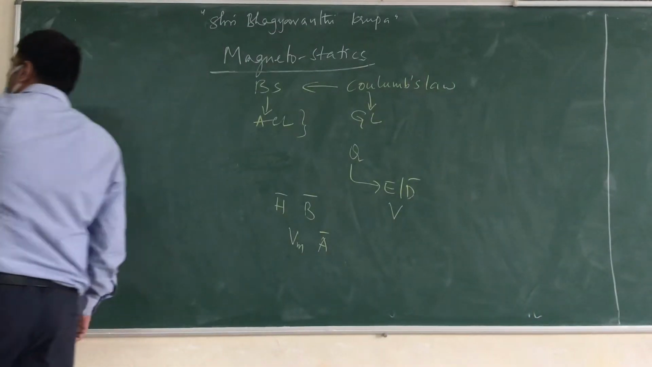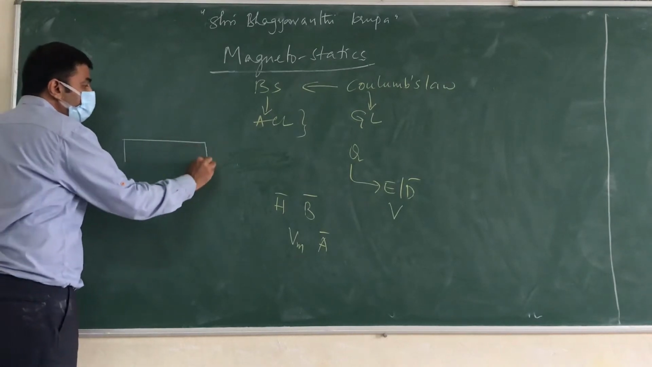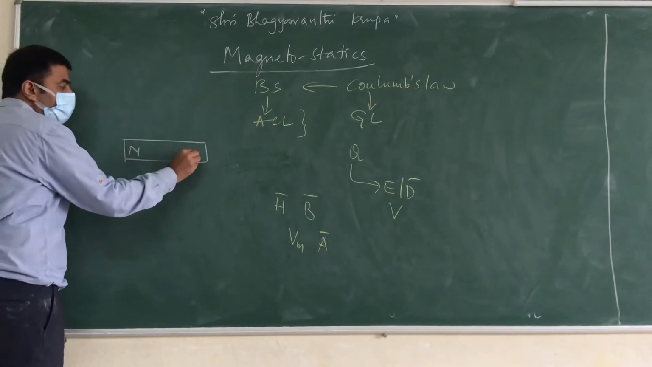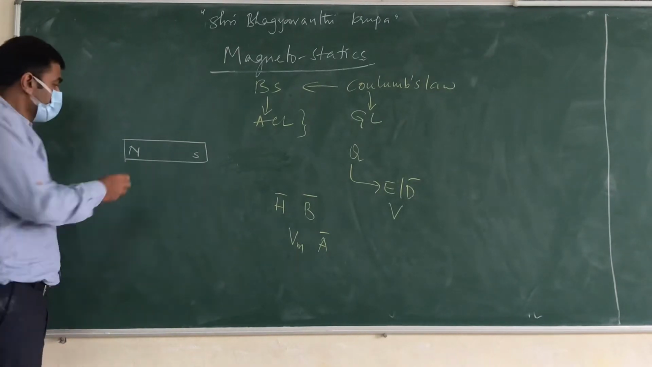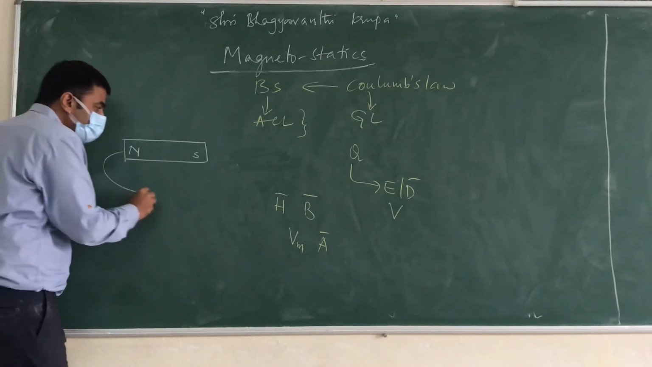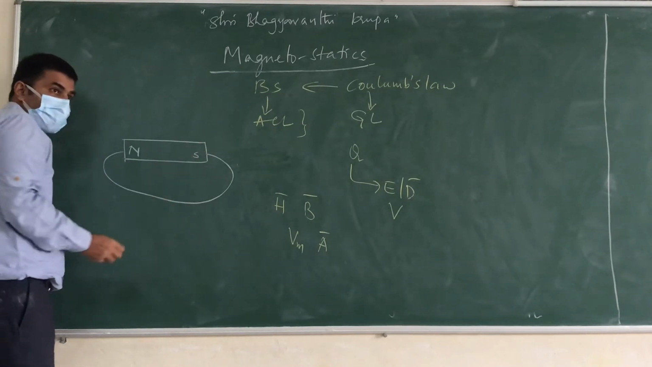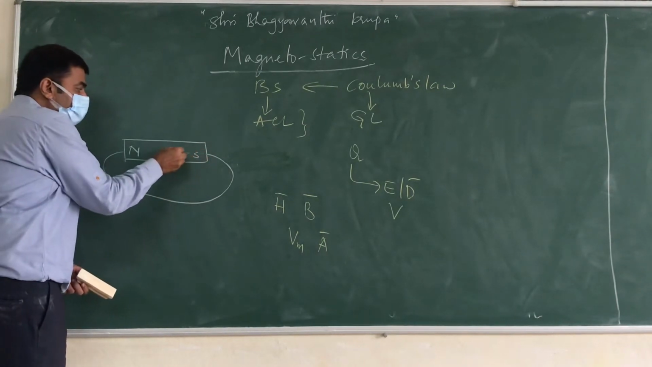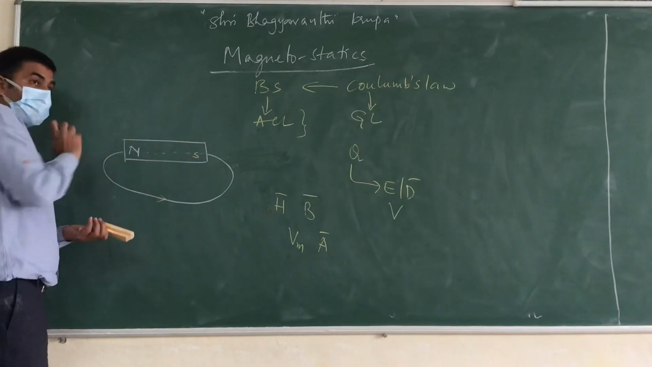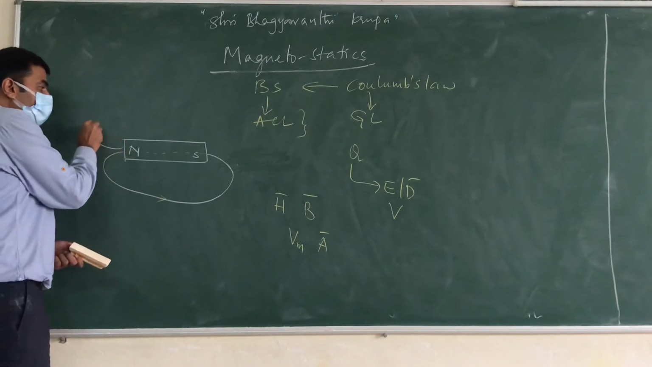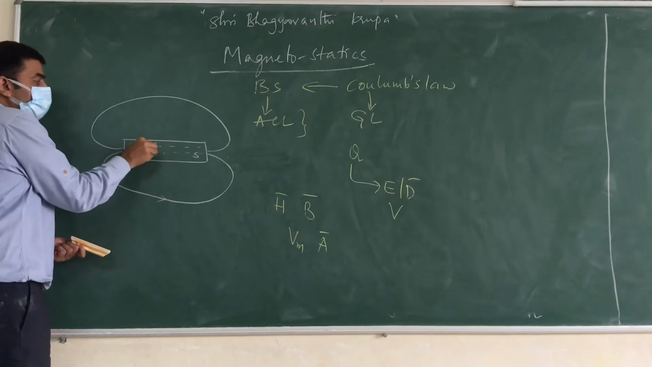We will see first. Let us take a permanent magnet with north and south pole. This is a permanent magnet. See, the force lines will generate from north pole and enter into south pole, and internally they will travel from south to north. Then similarly, it will be like this. Internally they travel from south to north.